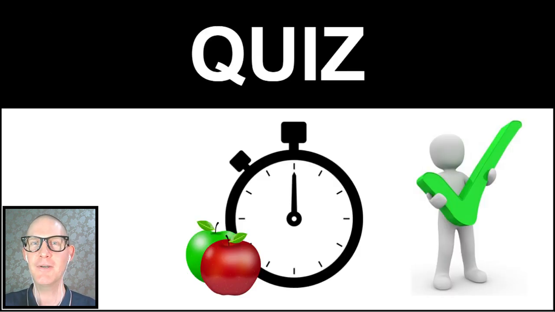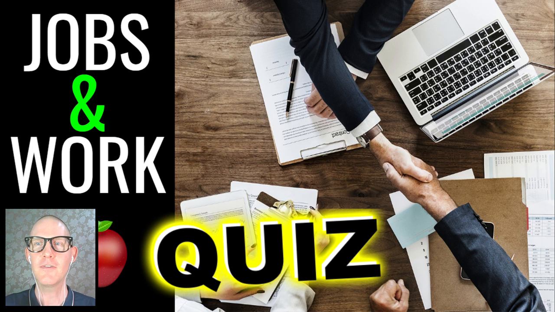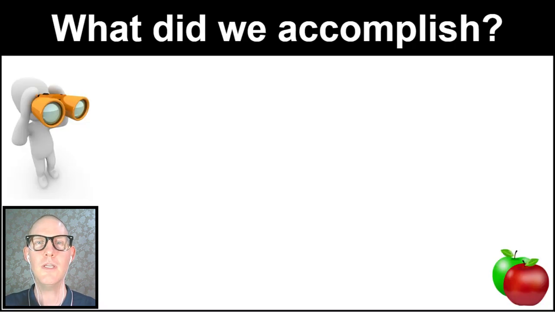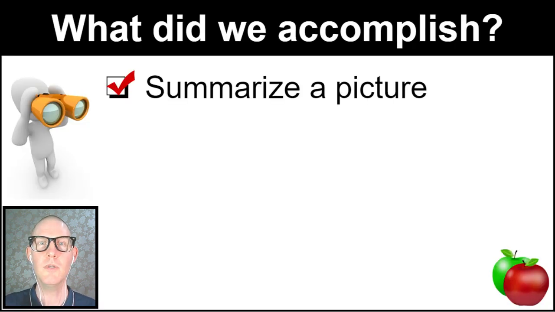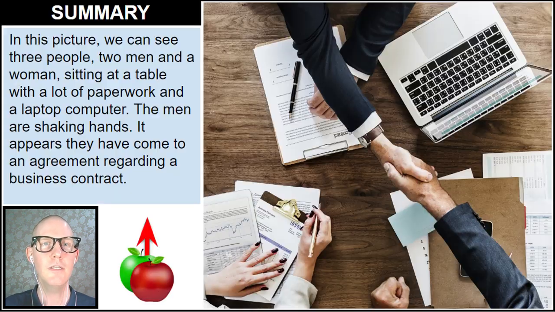All right, so big green check mark. We finished the quiz. Wonderful. All right, so today the theme was jobs and work, and we had a nice, wonderful quiz. So what did we accomplish? Well, did we summarize a picture? Yes, we did. I remember, and it looked something like this, right? We just gave a nice short example talking about what the picture was. A summary. We summarized the picture.